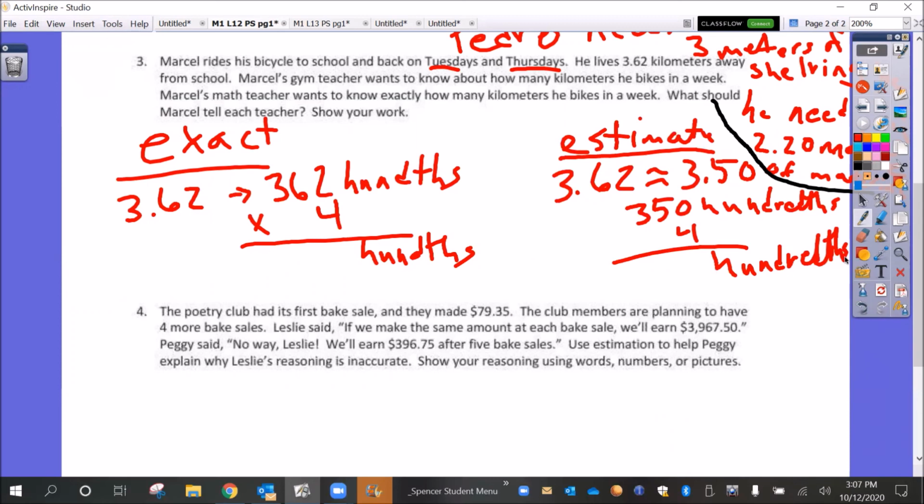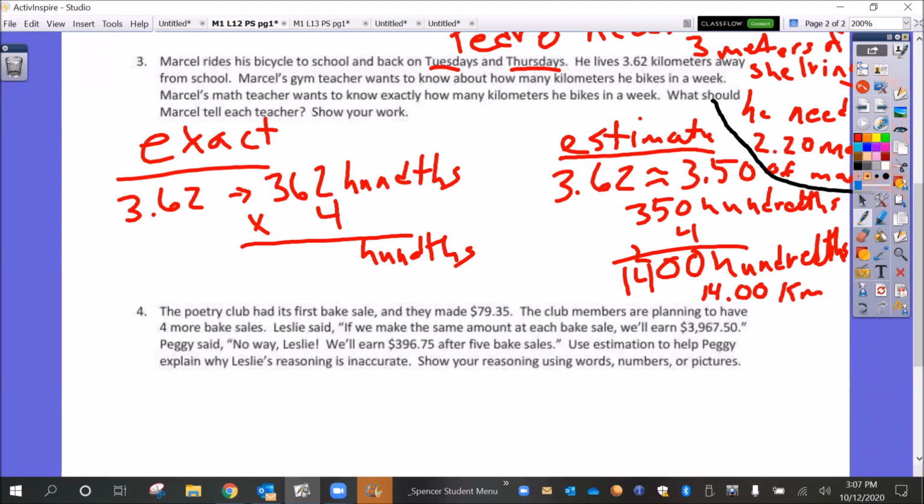So if you paused and did this on your own, great job. If you just kept working with me, let's just keep moving forward. Or just fast forward till you get to the answer. Apologize for telling you that now. But anyways, 4 times 0 is 0. I'm doing the estimate side first. 4 times 5 is 20, so we regroup. 4 times 3 is 12, plus the 2 more is 14. So we have 1,400 hundredths, or 14.00. That's our estimate. So we estimate that Marcel travels 14 kilometers.